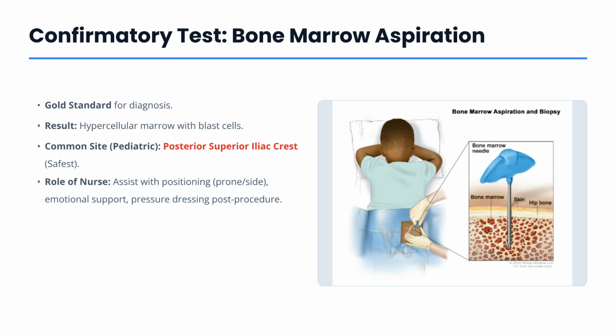The gold standard for diagnosis is bone marrow aspiration, which shows hypercellular marrow with blast cells. The safest preferred site in pediatrics is the posterior superior iliac crest. The nurse assists with positioning and post-procedure care.